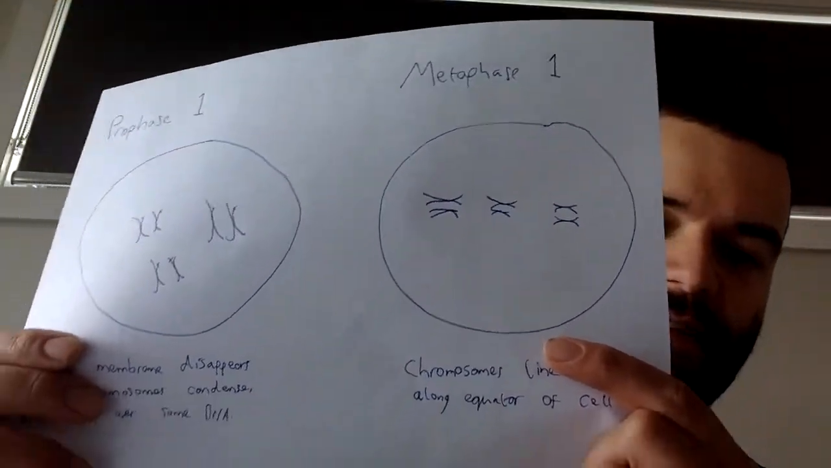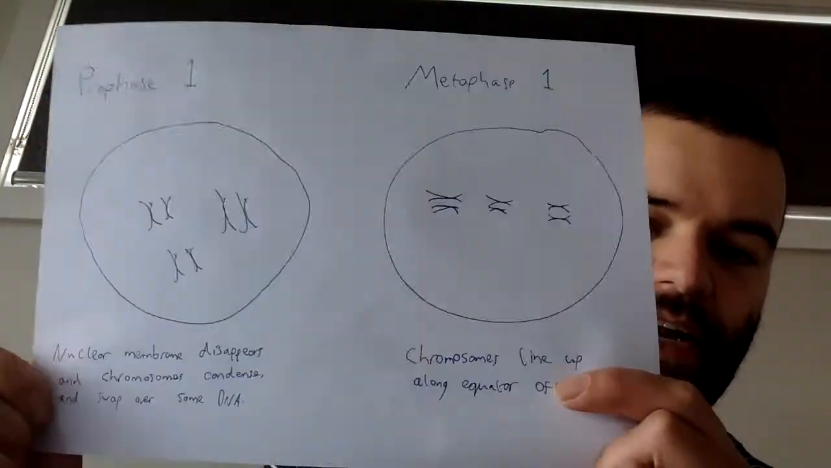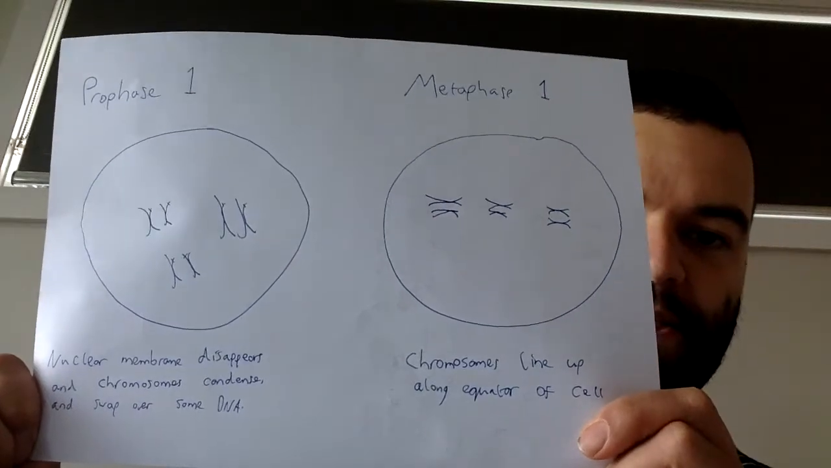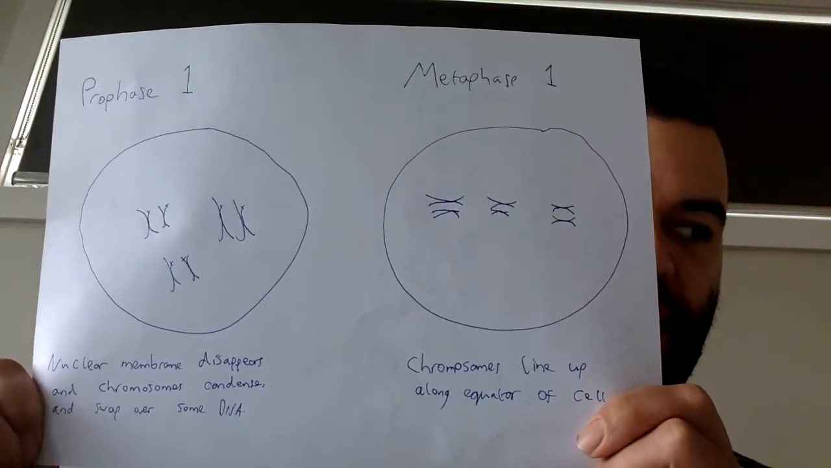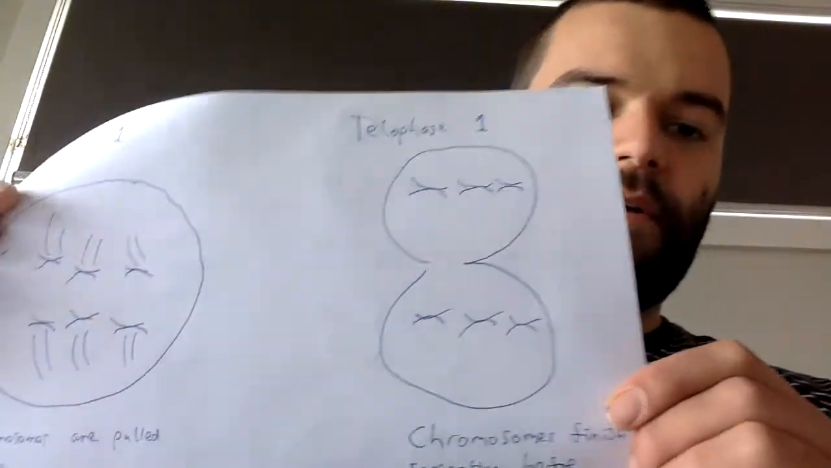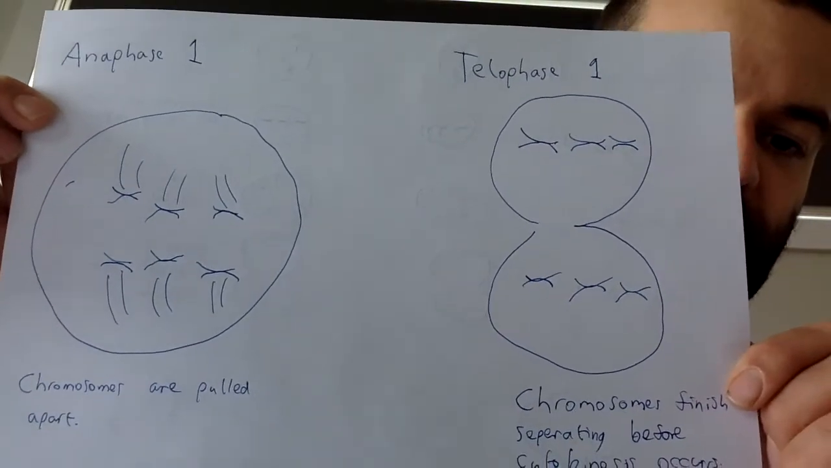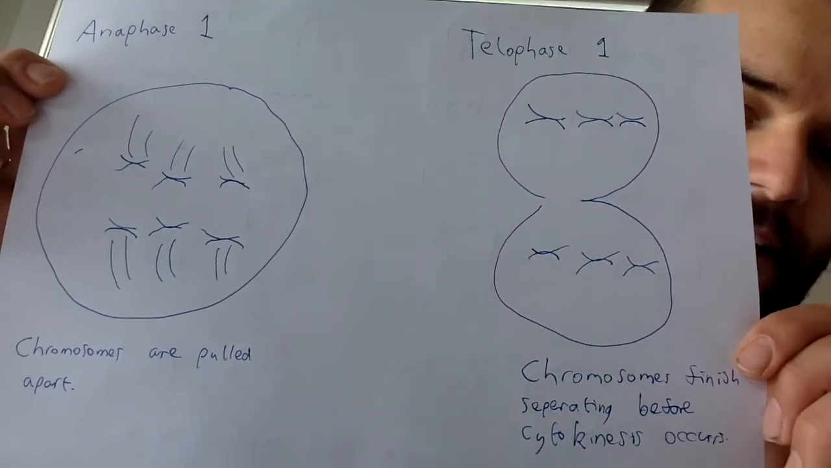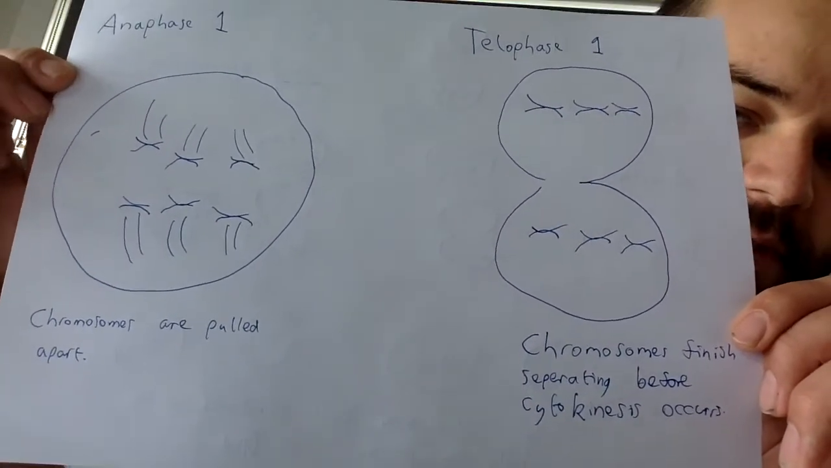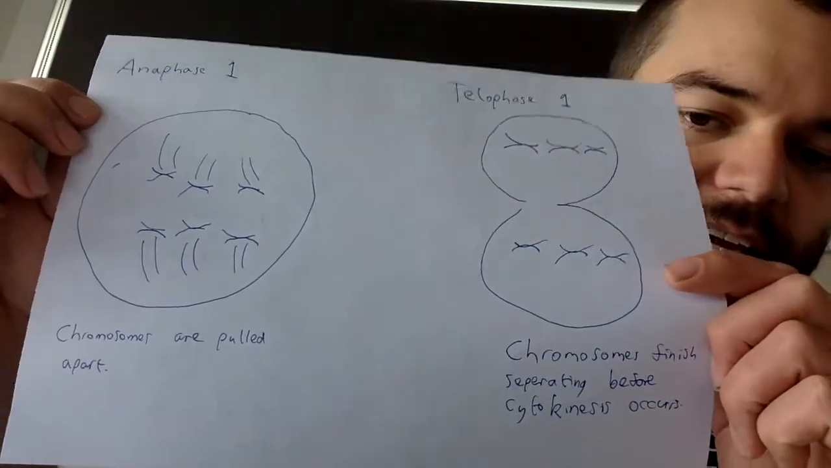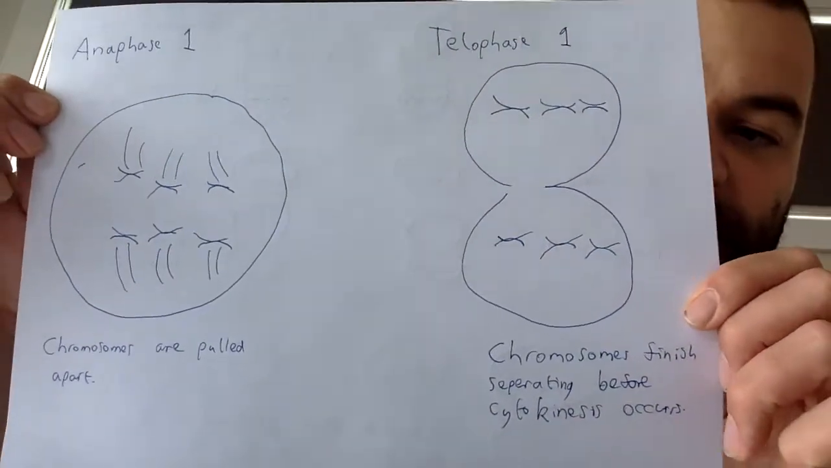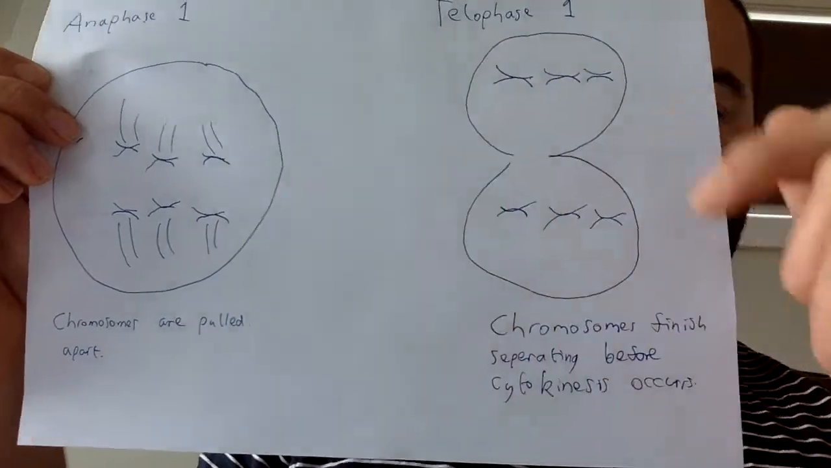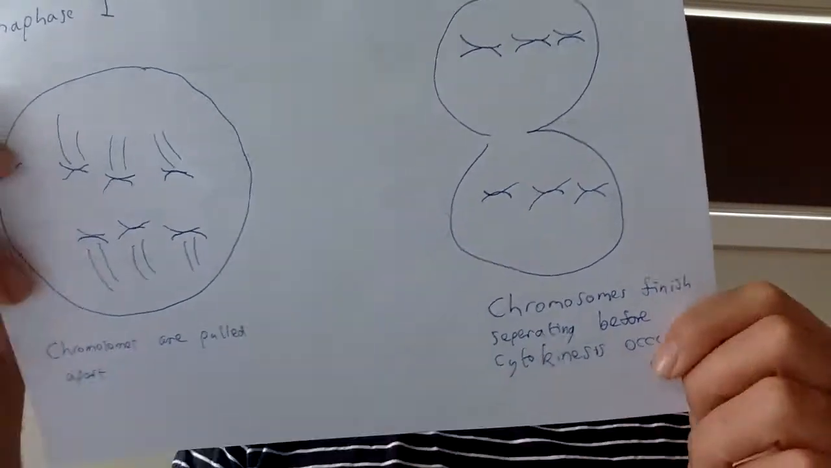We then get the metaphase, where the chromosomes line up along the equator of the cell. So again, this is just like regular mitosis so far. We then get the anaphase, where the spindles attach and begin to pull the pairs of chromosomes to opposite sides of the cell. And then the telophase, where the chromosomes finish separating. Then the cytokinesis occurs, where the cells will split into two separate cells.